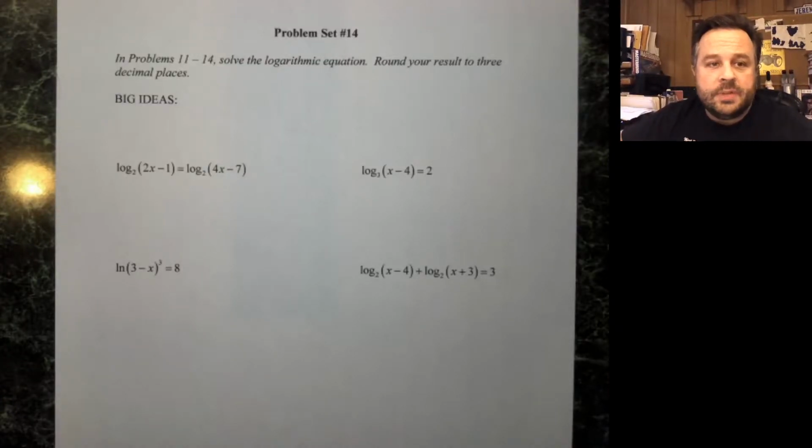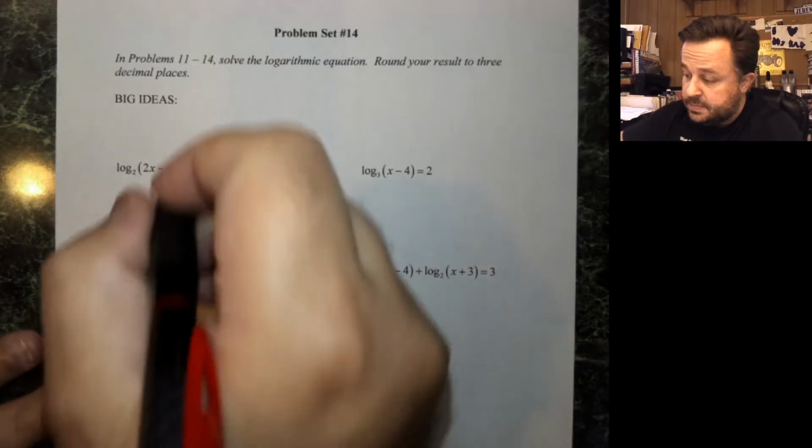So here we are in problem set 14, looking at problems 11 through 14. The directions say to solve the logarithmic equation, round your results to 3 decimal places. So we do want a calculator handy to do any necessary calculations. So a couple of big ideas.